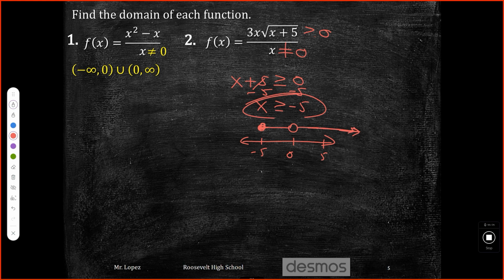So the domain will be, if you want to put it in interval form, including negative 5, all the way to 0, not including 0. Then you say union, or better yet, they prefer a comma in the AP. So instead of union, let's do a comma. Comma, not including 0, to infinity. It's going to go to positive infinity. This is the domain.